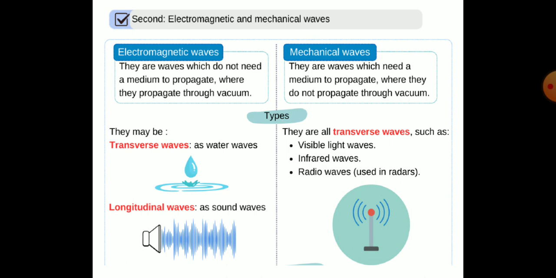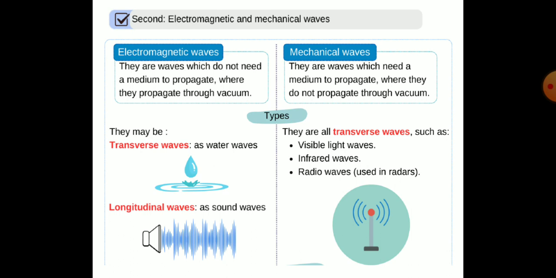Second, electromagnetic and mechanical waves. So first, we are going to make a comparison between them. They are waves which don't need a medium. So when I said don't need a medium to propagate, we talked here about electromagnetic waves. And on the other side, they are waves which need a medium to propagate. So when I said which need a medium to propagate, I'm speaking about the mechanical waves. So what about the types? They may be transverse waves or longitudinal waves, but here I'm talking about the mechanical waves.